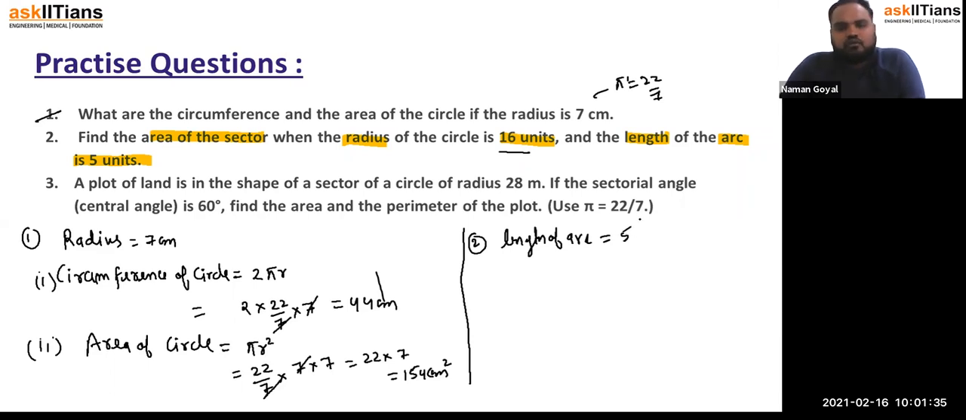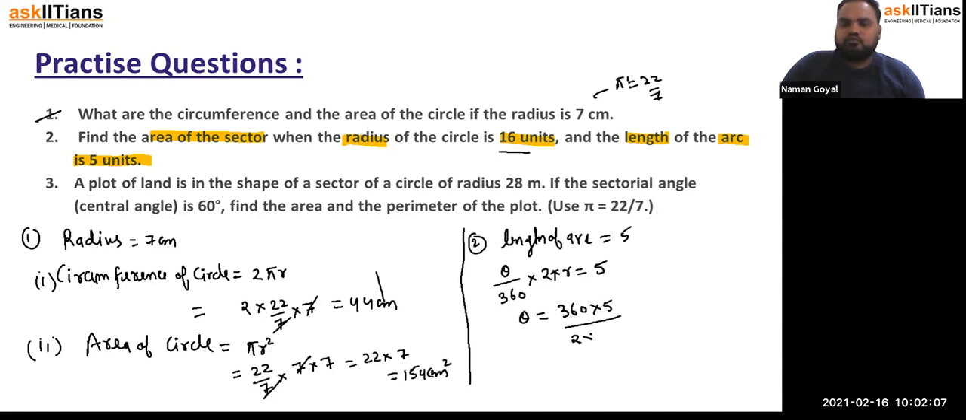Now we know that the formula for the length of an arc is theta upon 360 into 2 pi r equals 5. With the help of this formula, we want to find the value of theta. So theta is 360 into 5 upon 2 into pi into r. We are not going to put the value of pi.